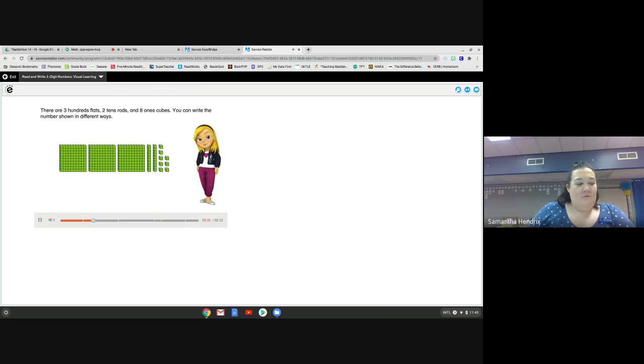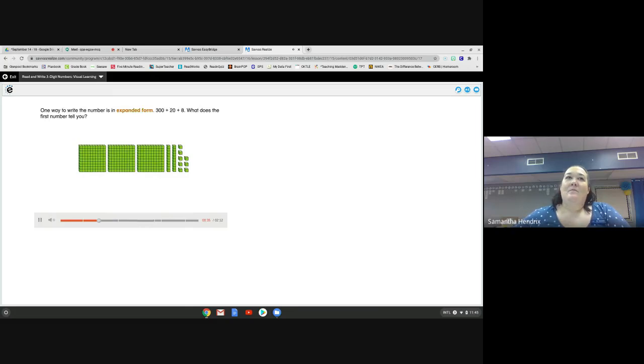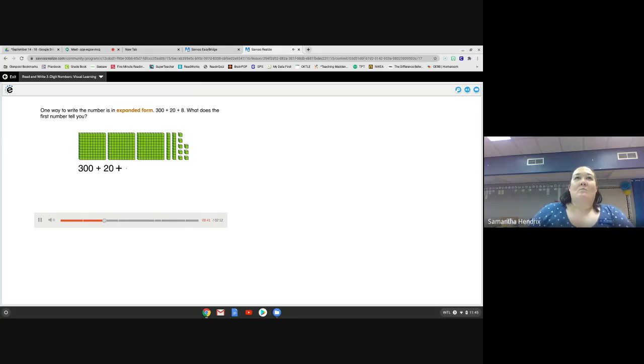You can write the number shown in different ways. One way to write the number is in expanded form. 300 plus 20 plus 8. What does the first number tell you? It tells you there are 3 hundreds. What does the second number tell you? What does the third number tell you? The second number tells you there are 2 tens. The third number tells you there are 8 ones.